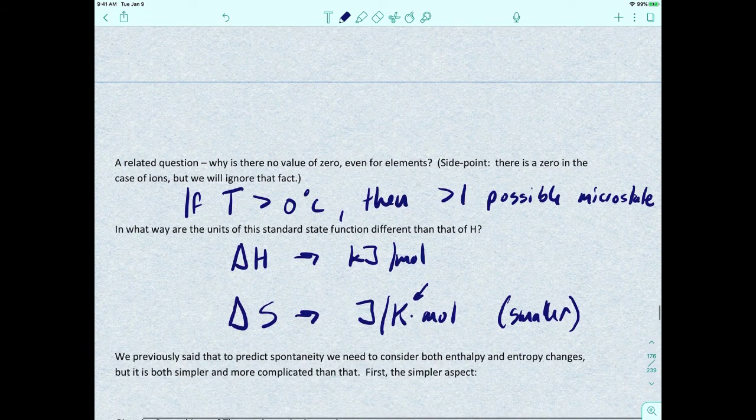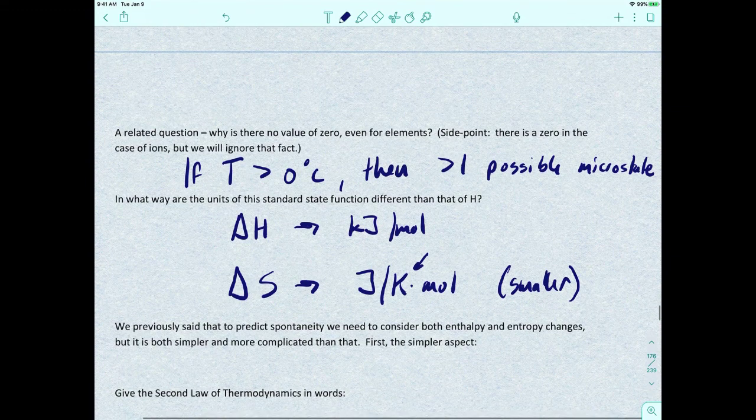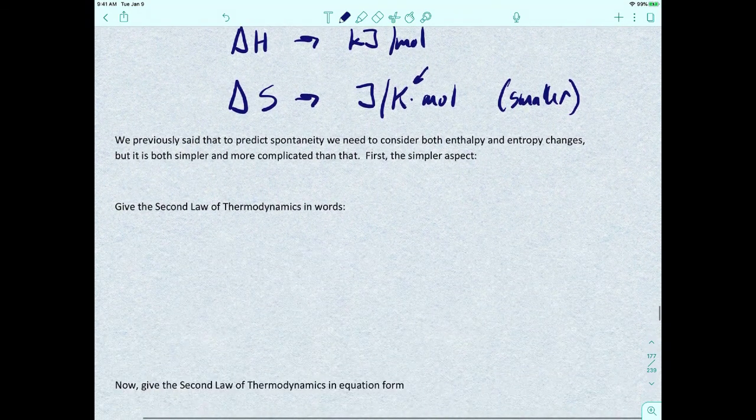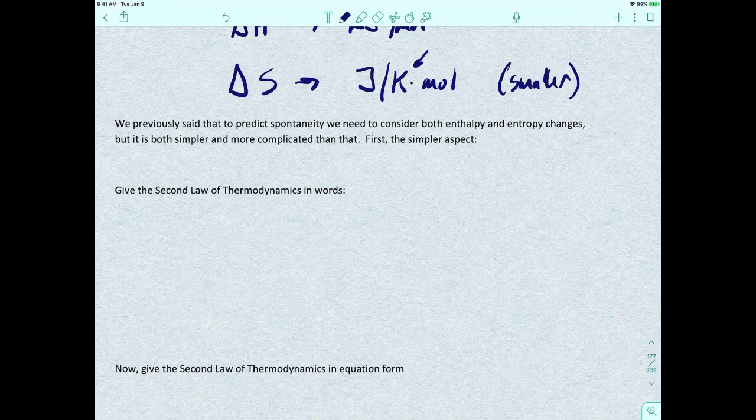Okay. Now, that being said, it can be both simpler than that, but it can also be more complicated than that. So what I'm going to do is explain the two. Let's start with the simpler aspect. At this point, we can now talk about the second law of thermodynamics. And here's what the second law of thermodynamics says. The entropy of the universe increases in a spontaneous process and remains unchanged in an equilibrium process.